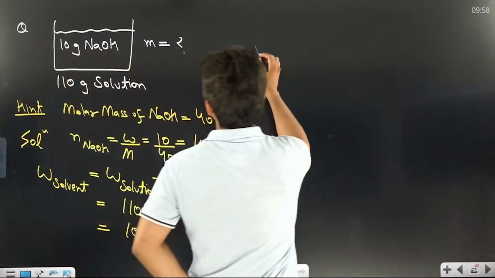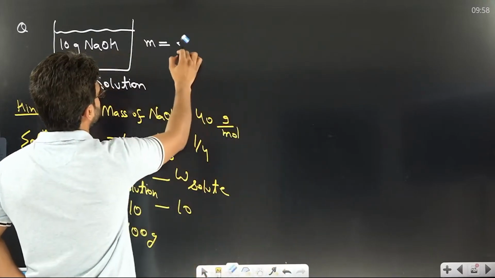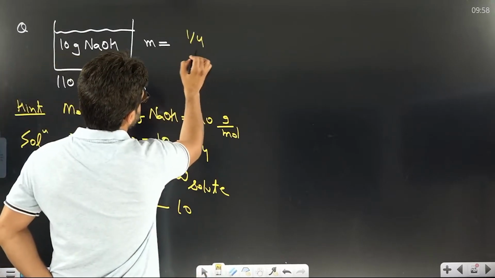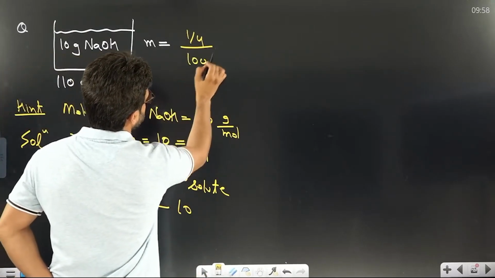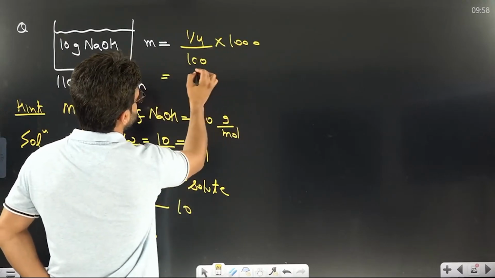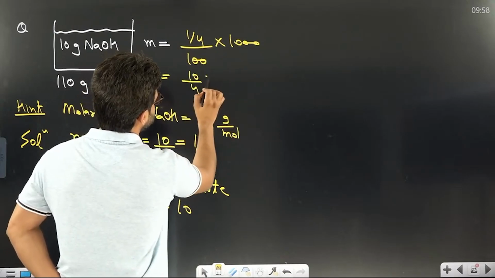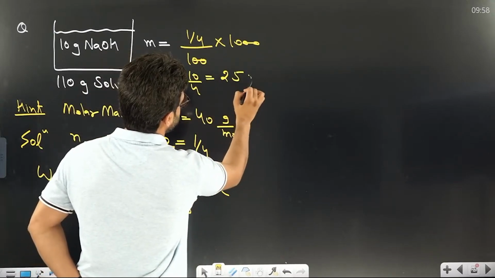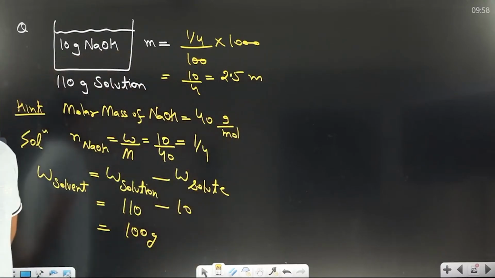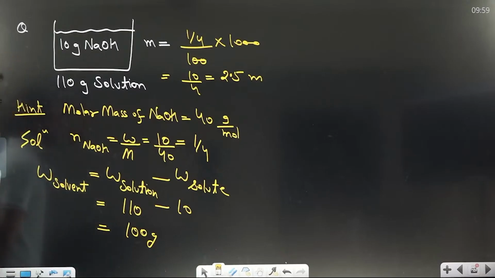Right? Now our target, bache, is to find what? Molality. Now I am finding molality, right? So 1 by 4 mole of solute. How much solvent? 100 gram. Make it kg by using 1000, right? So what is coming from here? It is coming 10 by 4. Very right. 2.5 molal. 2.5. Very good. Clear, bache? Very right.